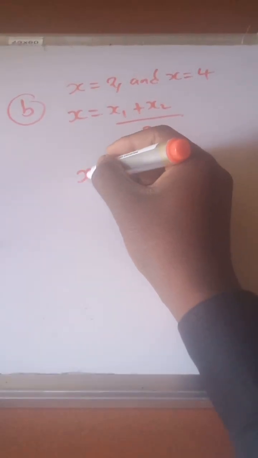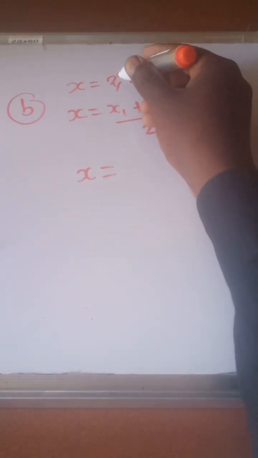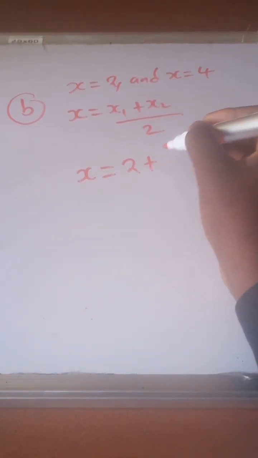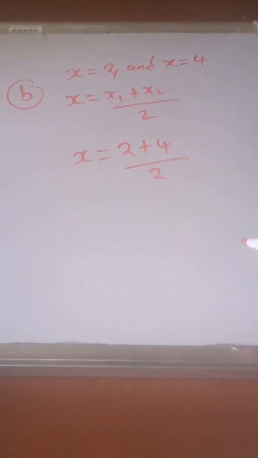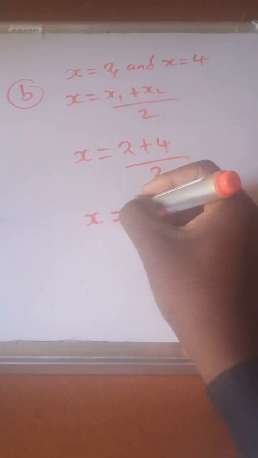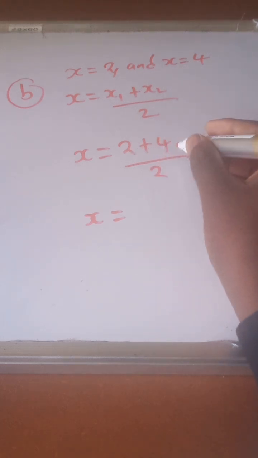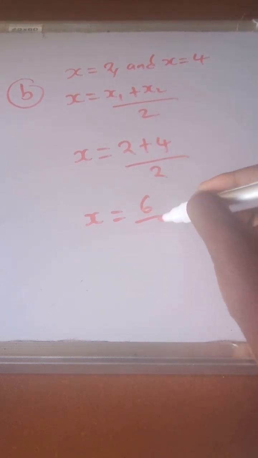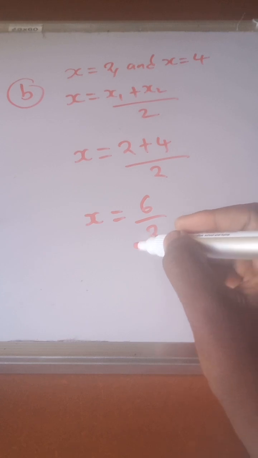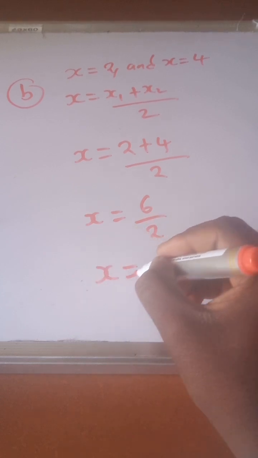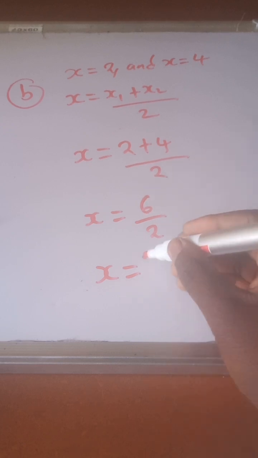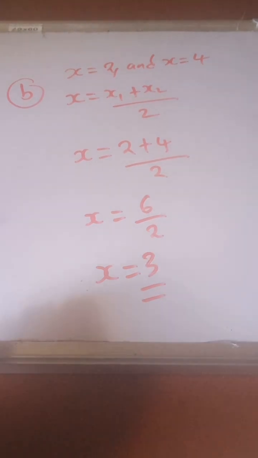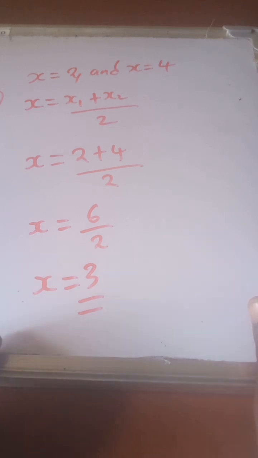So x is equal to, what is x1? It's 2, plus what? 4, divided by 2. So what is 2 plus 4? You get 6. So x is equal to, how many times can 2 go into 6? It goes 3 times.